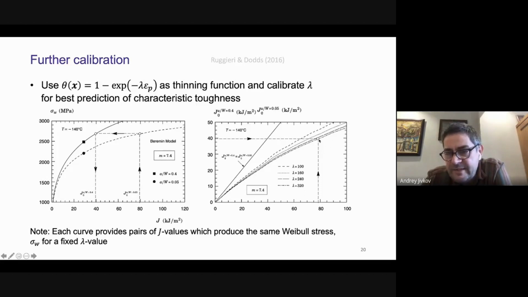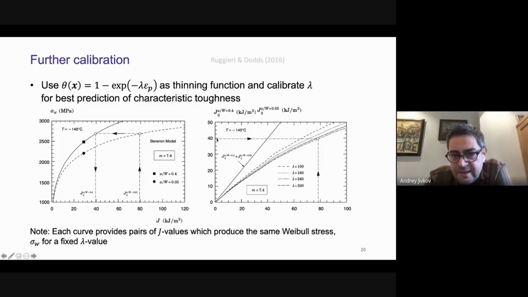So, for example, this point is a point where the Weibull stress in the model with the deep crack, which is this one, and the model with the shallow crack, which is this one, have the same Weibull stress. And so you can build such curves for Weibull stresses using the function theta, and find out which of these curves, for which value of lambda, we have the best fit to the experimental data.